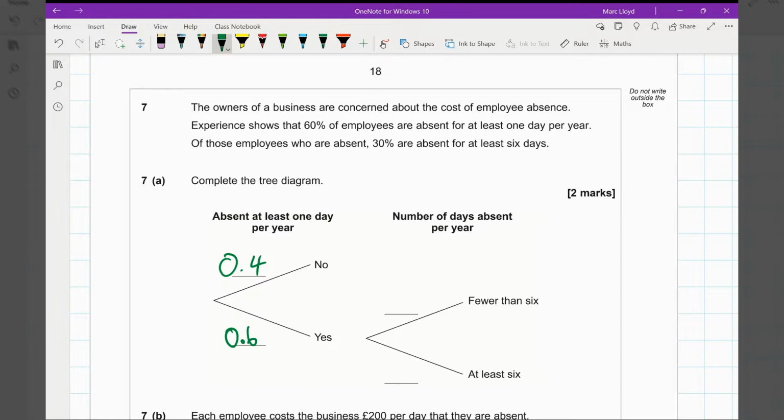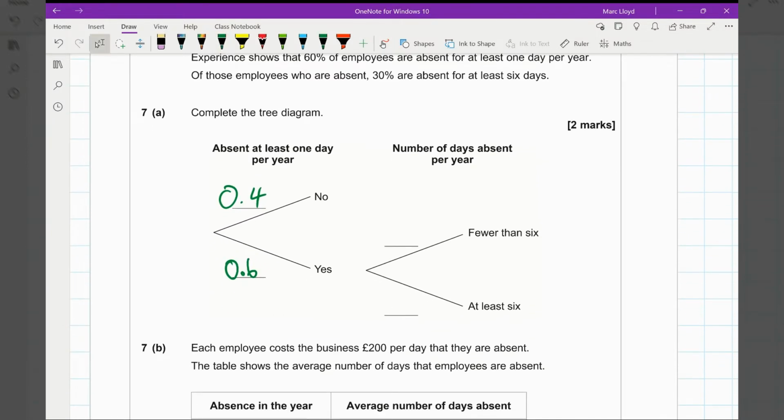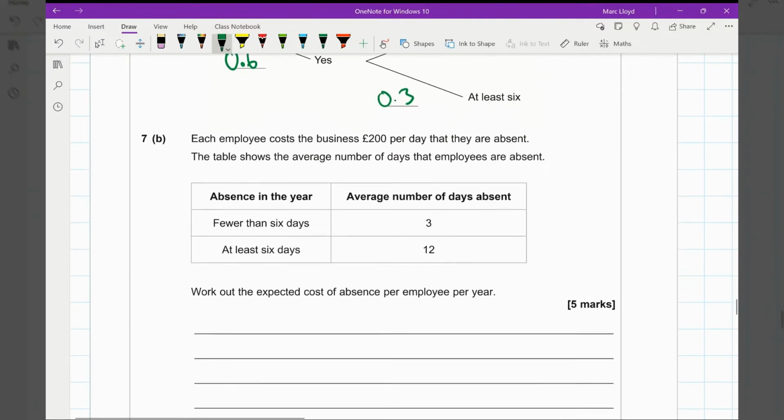Of those employees who are absent, 30% are absent for at least 6 days. So 0.3 are absent for at least 6 days. Fewer than 6 will be 0.7. And that's 2 marks. That's hopefully 2 easy marks, and you're okay with that because that's GCSE.